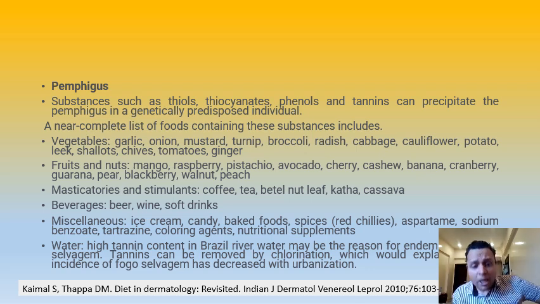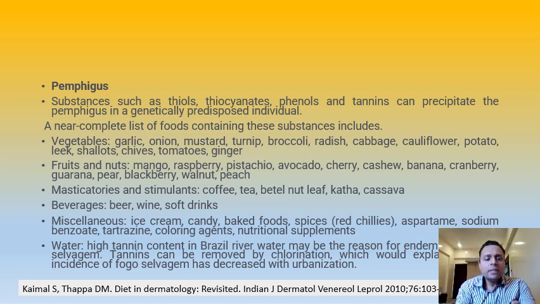So substances such as thiol, thiocyanate, phenol and tannins are very, very important. These phenol and tannins are present in a lot of fruits. And thiol, you know, all this garlic and onion, which are commonly eaten in India, contain thiol. Okay, they can cause pemphigus, and they can even exacerbate the pemphigus. This should be avoided. So always remember thiol, thiocyanate, tannin, and phenol. There are three T's: thiol, thiocyanate, tannin, and then finally phenol. So phenol containing foods are very, very bad.